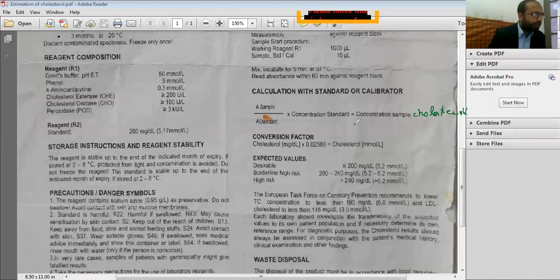Now you are having the formula: absorbance of sample over absorbance of standard, A for absorbance, into concentration of standard. Now you will put the values of absorbance. Let's say, suppose the absorbance of the sample at 546 nanometer is 0.05, and the absorbance of the standard is 0.03.